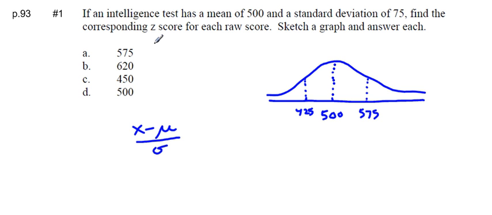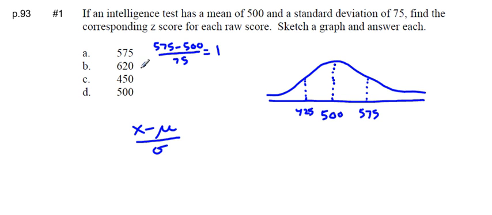So for example, this first one, we go 575, the score that's given, minus the average of 500, divided by the standard deviation 75. If you run through that calculation, you get a score of 1. Meaning this score here is 1 standard deviation above average, which makes sense. It fits our graph right here. 575 is 1 standard deviation above average.